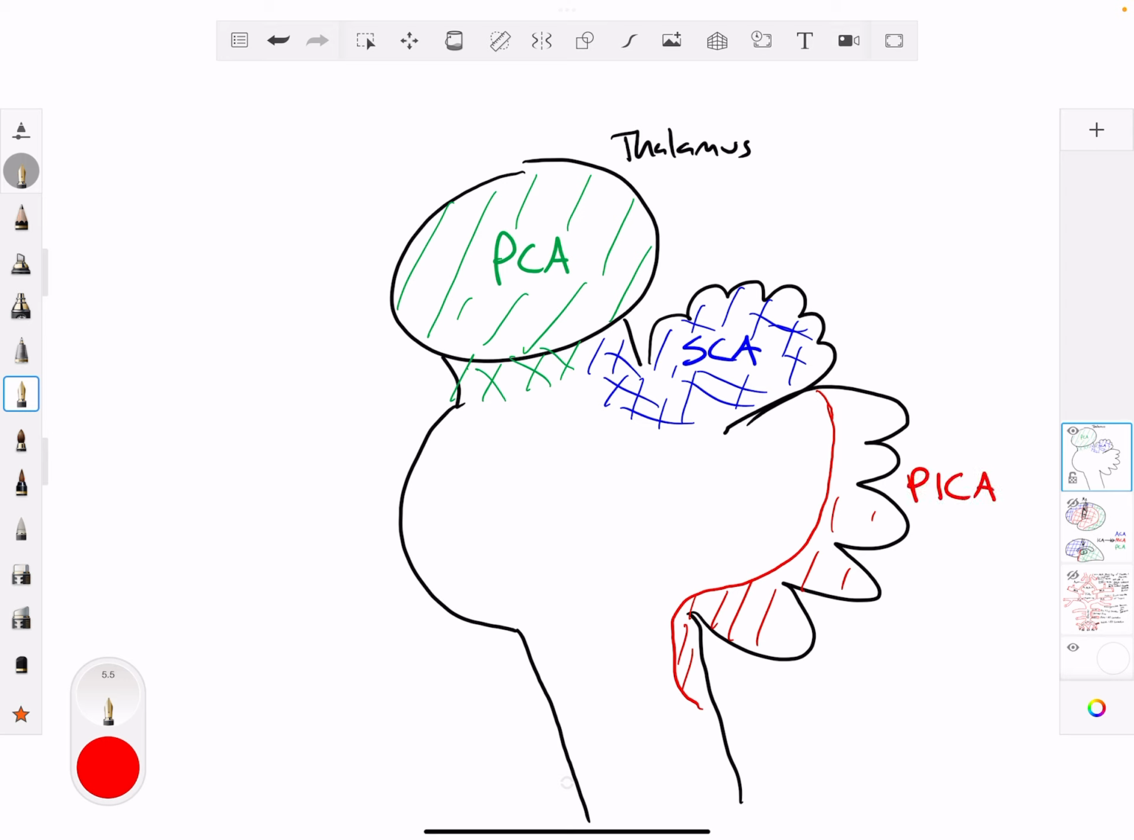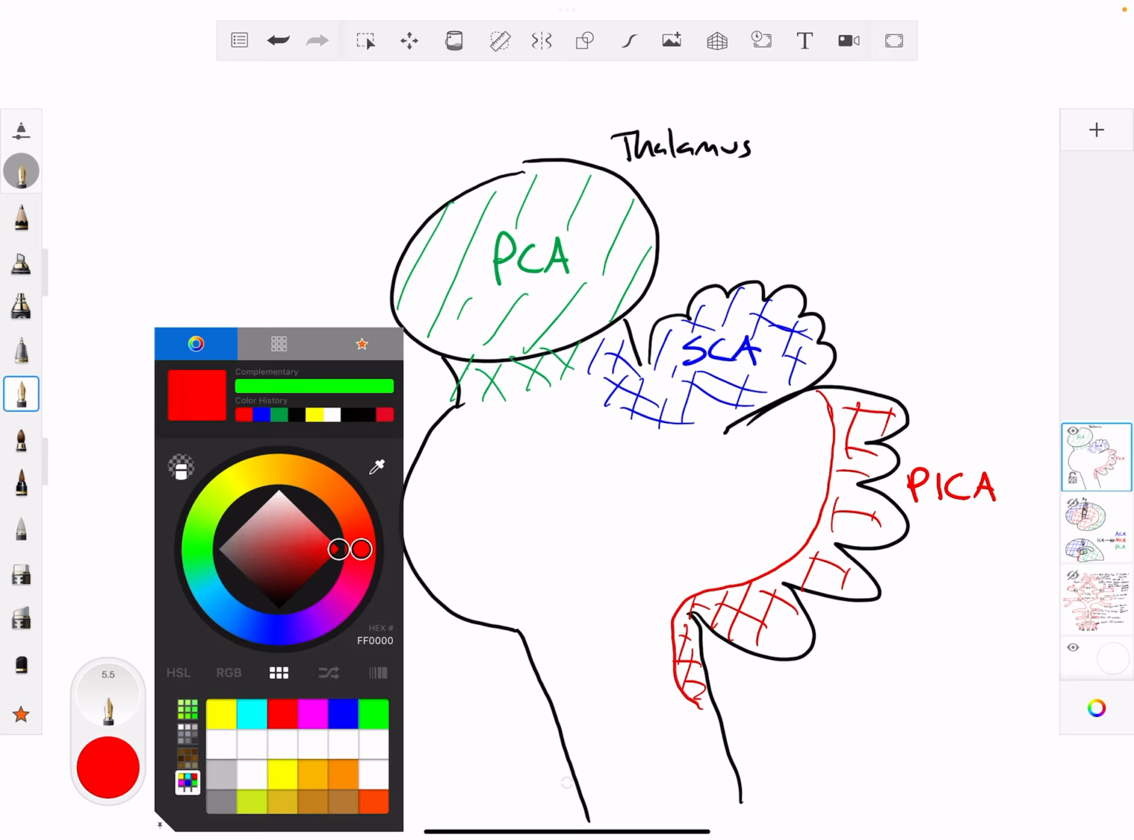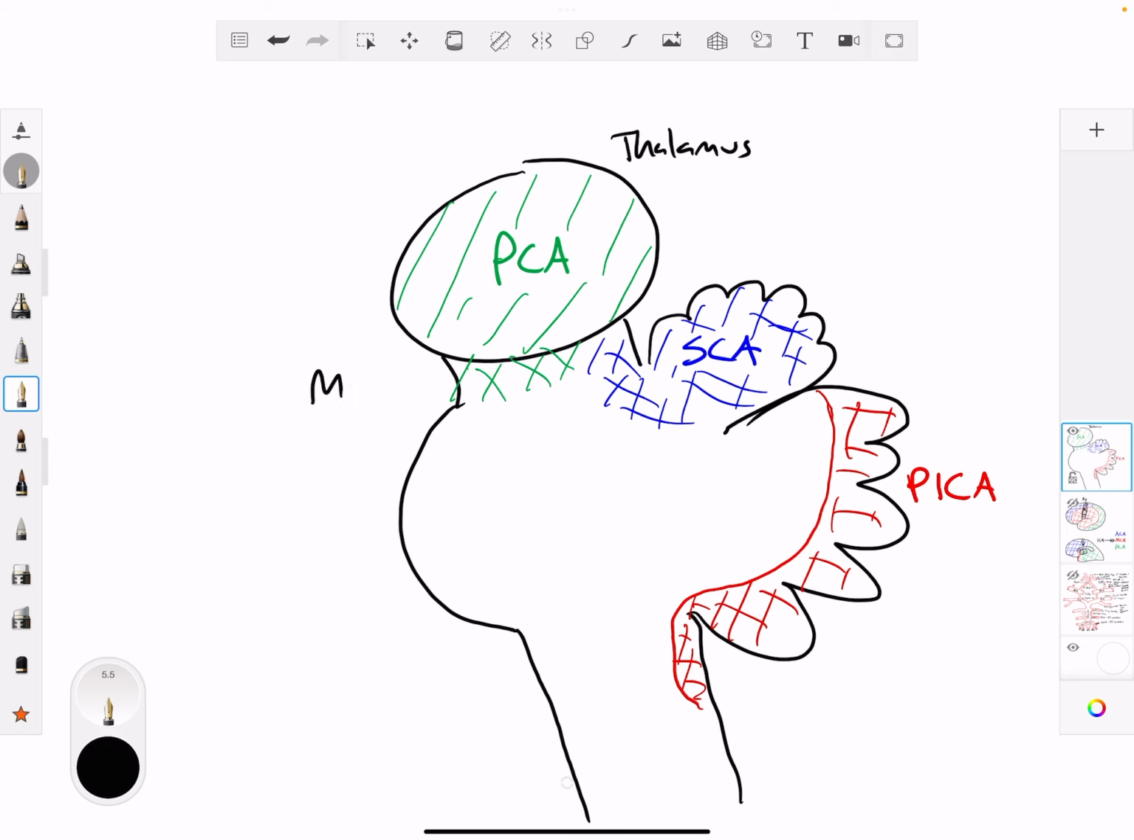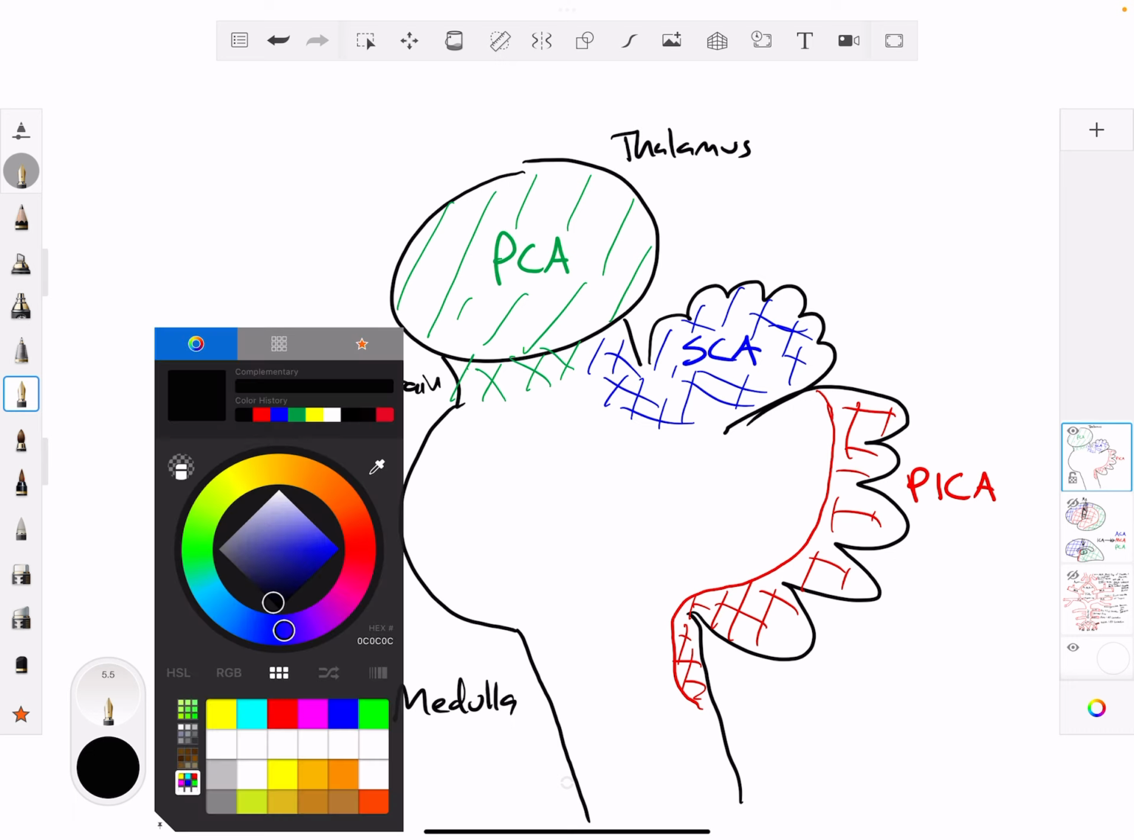Posterior inferior cerebellar artery hits the posterior inferior portions of the cerebellum, as well as a little bit of that medulla. I guess we need some labels. Midbrain, pons, medulla. Although if you don't know that at this point in the class, come to my office.